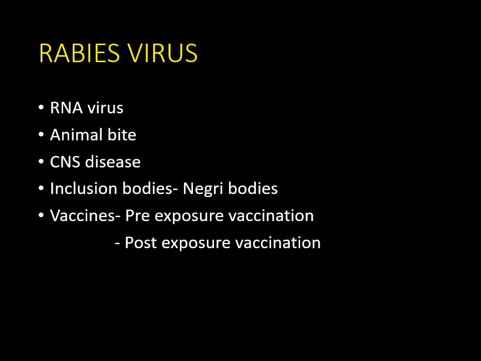Rabies virus. This is an RNA virus and causes the important disease rabies. It is acquired by animal bite, and it causes CNS manifestations. Very important inclusion bodies are seen in this infection, used for diagnosis, that is Negri bodies. Vaccines are available, which we can take pre-exposure, for persons at high risk of getting infection from animals, that is pre-exposure vaccination, and most commonly we have post-exposure vaccination.